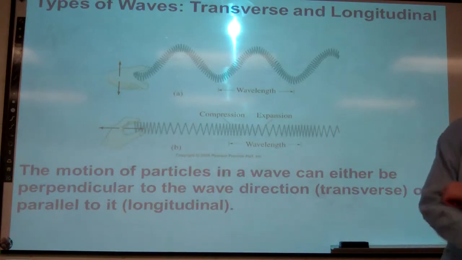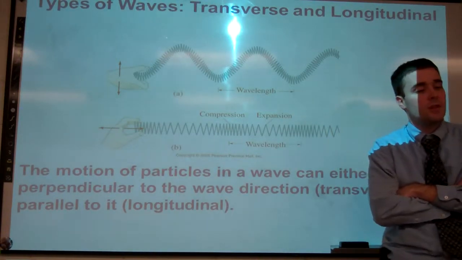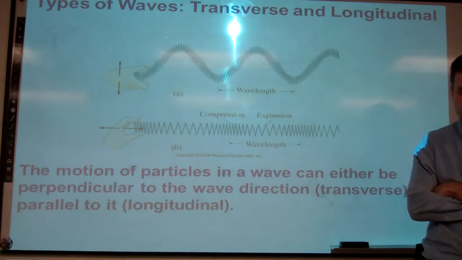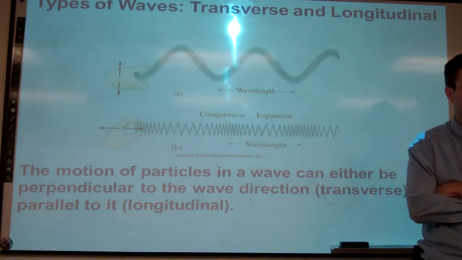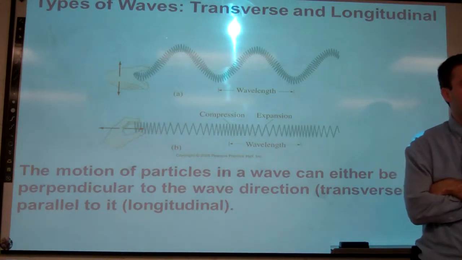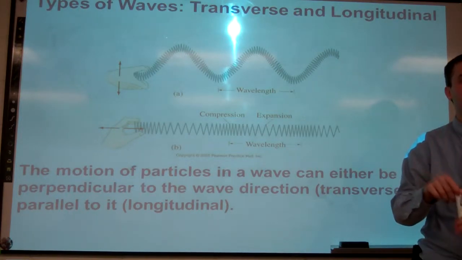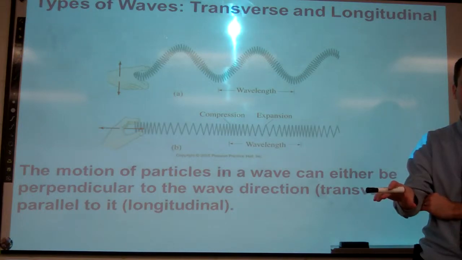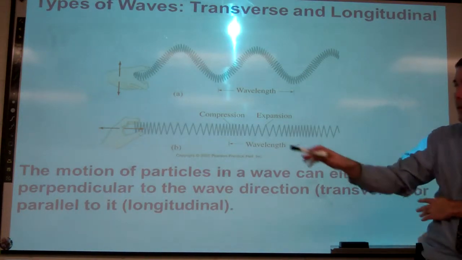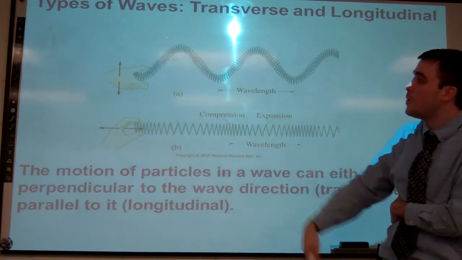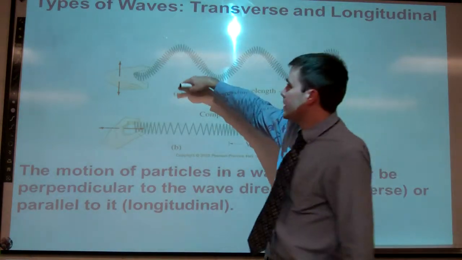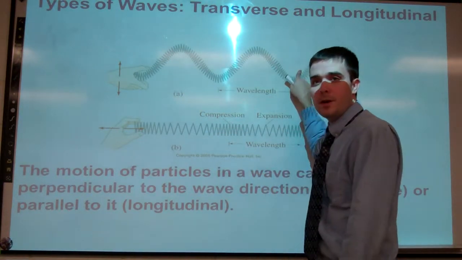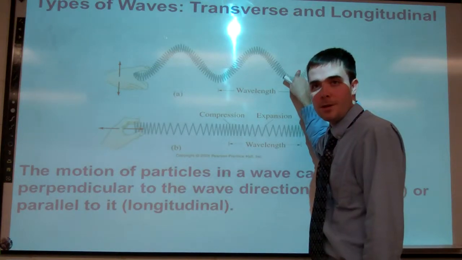Okay. Two types of waves, transverse and longitudinal. Transverse waves are where the actual thing the wave is moving through is perpendicular to the way the wave moves. So like if this slinky, if you flip it up like that, the slinky is moving up and down, but the wave is moving that way. Does that make sense to everybody?